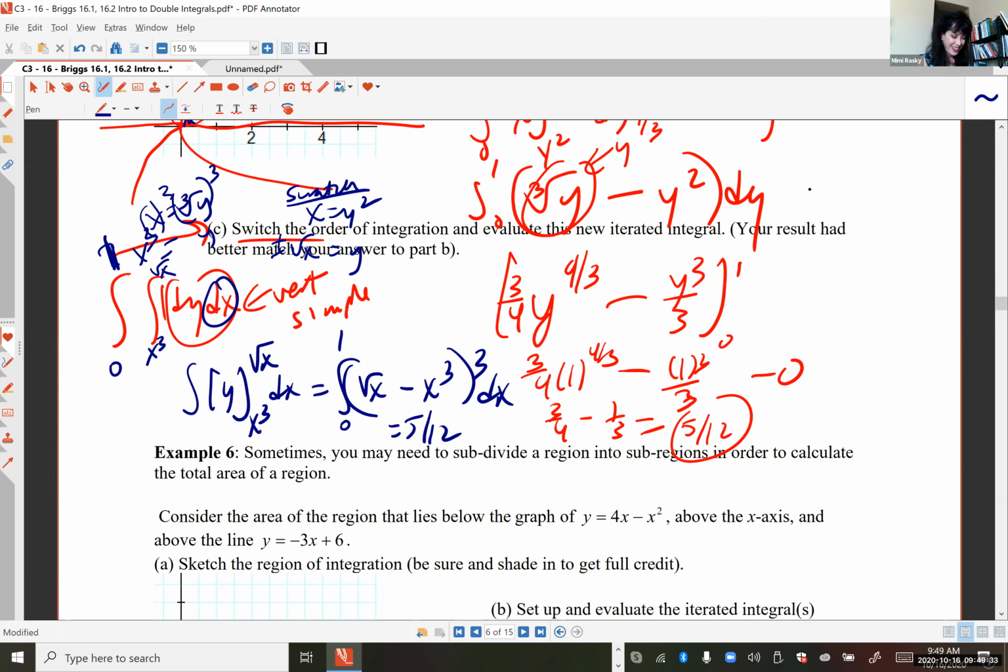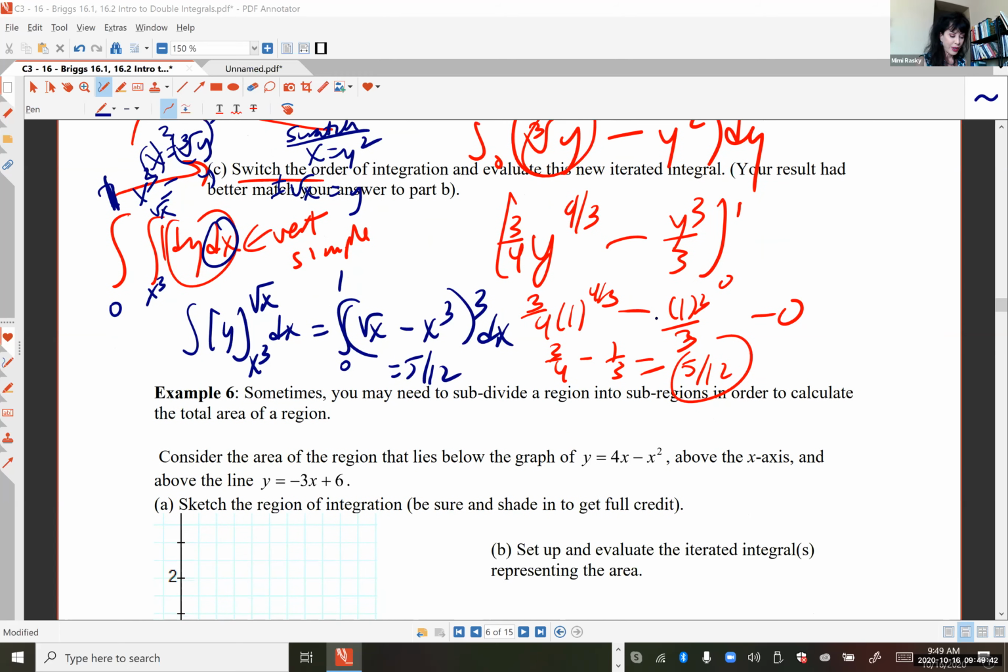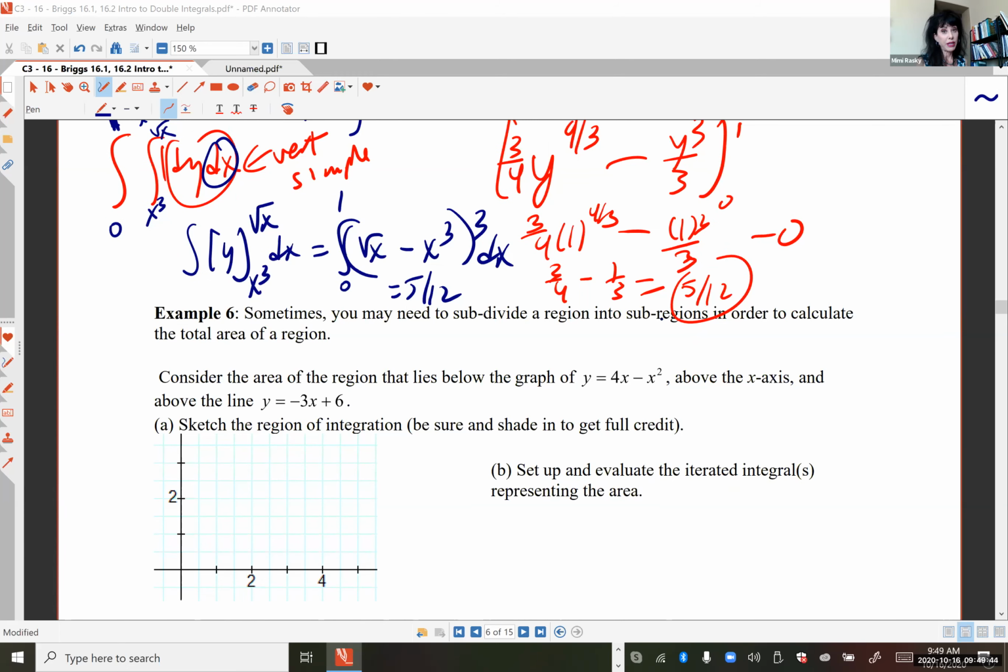Now, switching the order is super important, and when you take a quiz on this stuff, way after the midterm, in like a week and a half, believe me, I'm going to be asking you to switch the order. So it's important you have that skill, and it's really fun. It's not too hard. I mean, it doesn't take as much time as, say, trying to do a Lagrange multiplier problem.